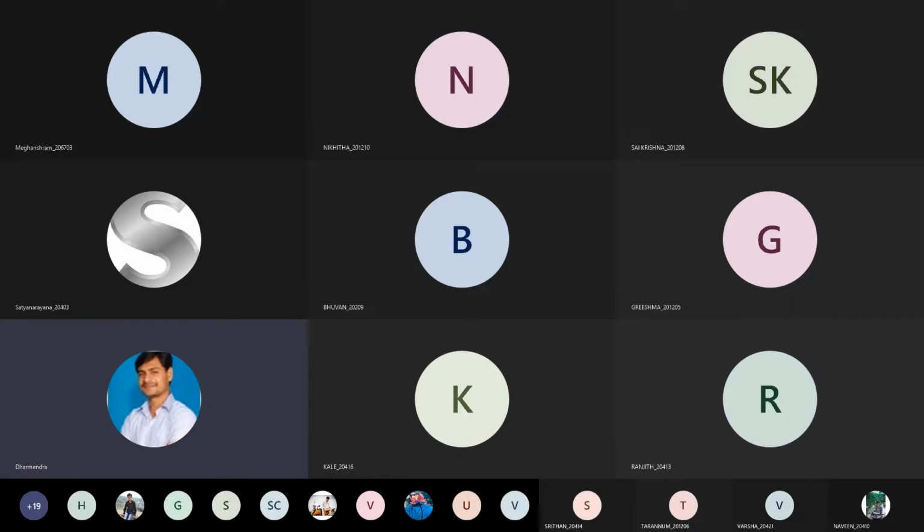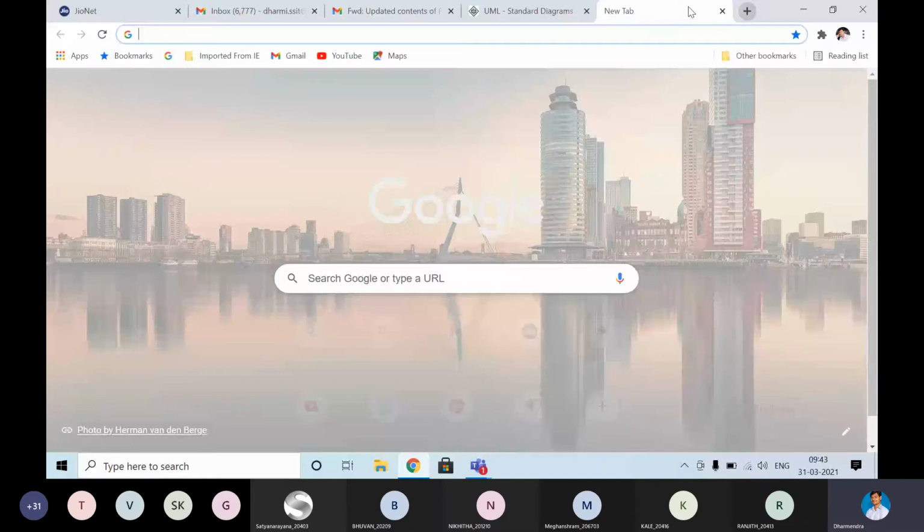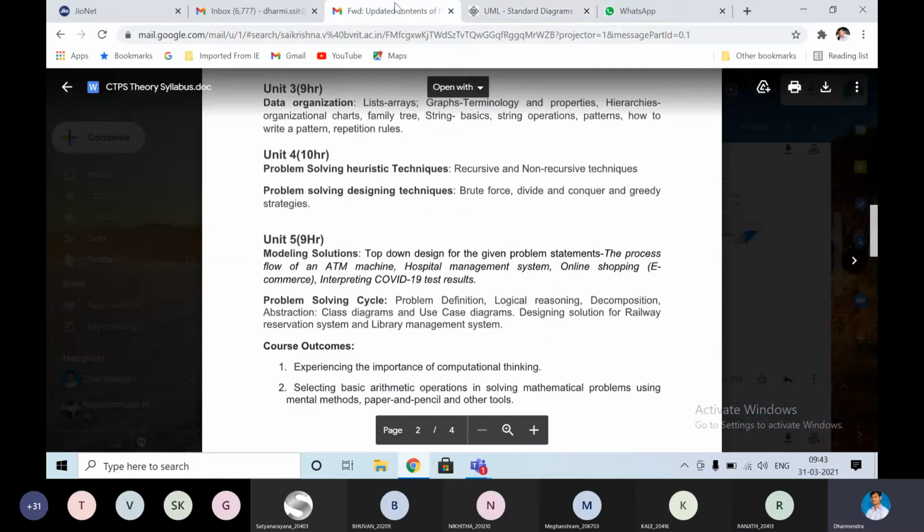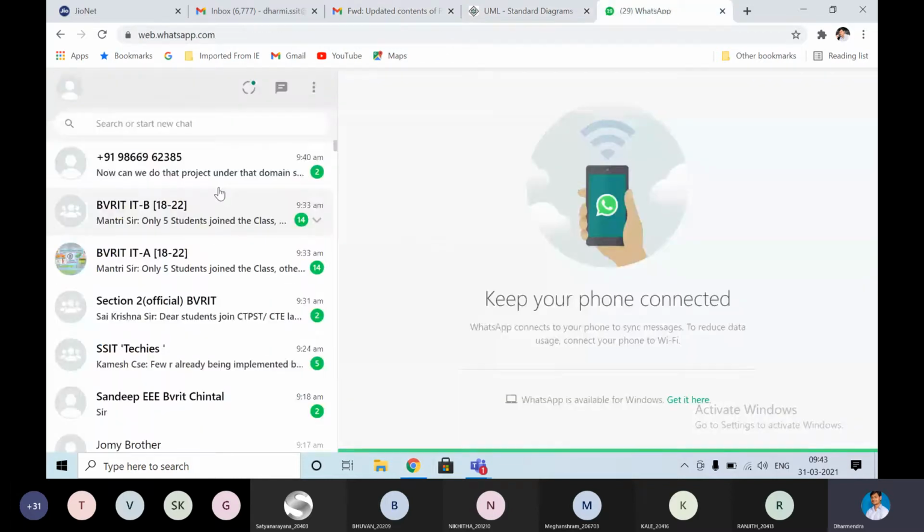We have seen diagrammatical representation. Some of you have drawn that. Only 4 people have sent the image.